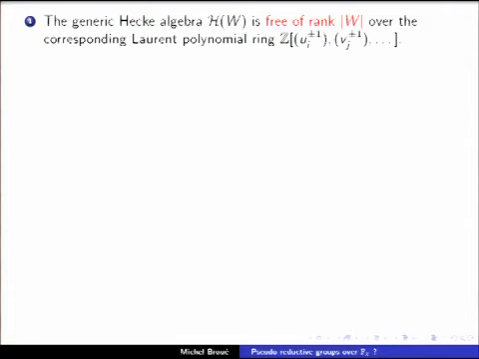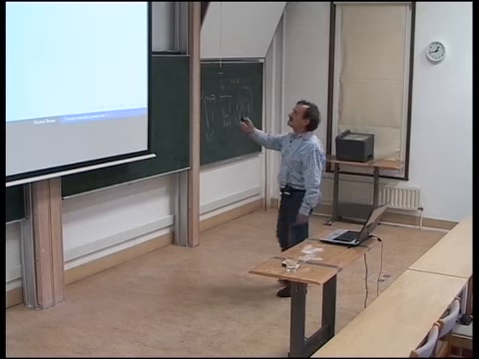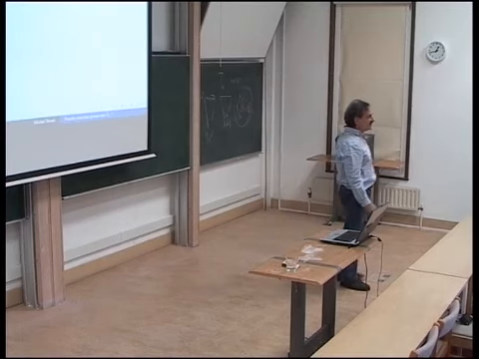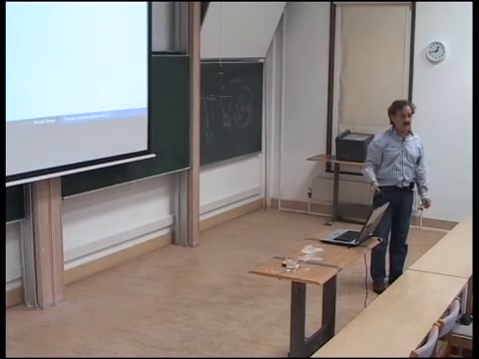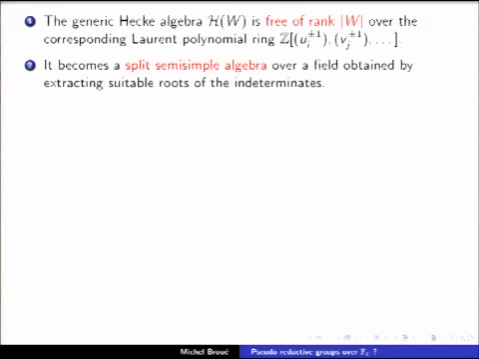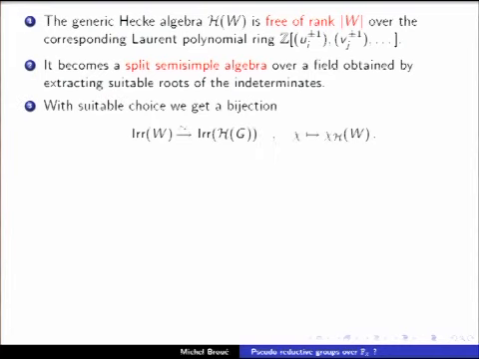But apart from that, for all the infinite families and almost all the exceptional ones, it's proved that the generic Hecke algebra is free of rank the cardinality of W over the appropriate Laurent polynomial ring. I just add the indeterminates, I put them in the relations. So it's a true deformation of the group algebra of the Weyl group. Not only that, but it becomes semi-simple over a field obtained by extracting suitable roots of the indeterminates. This is also known in all but maybe 3 cases, and in conjecture, and there are strong indications that it is true.